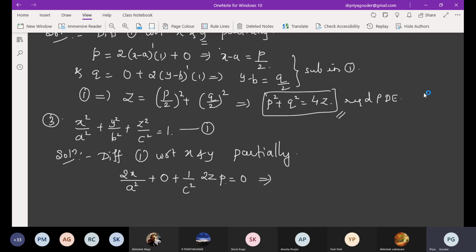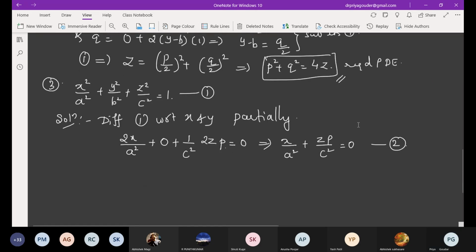So at the most, what simplification can we do? Actually, we can just cancel a 2. Am I right? Okay. So this is x by a square plus zp by c square is equal to 0. I'll take this as equation 2. Nothing much, I just cancelled a 2.